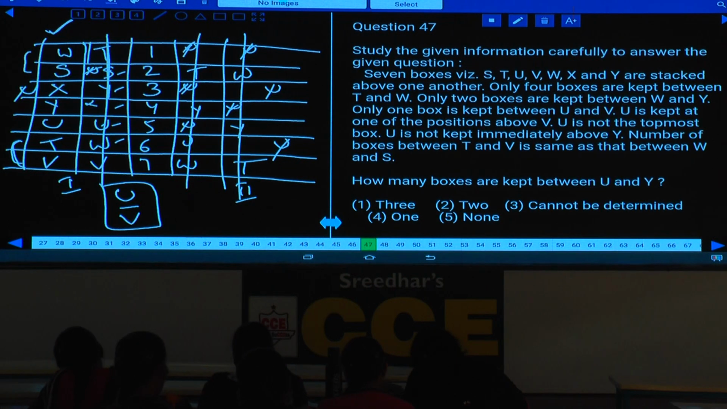Question number 47, how many boxes are kept between U and Y? Yes, tell me how many are there in between U and Y. There is no box in between U and Y because these two are adjacent to each other. No box, that is none, choice 5.